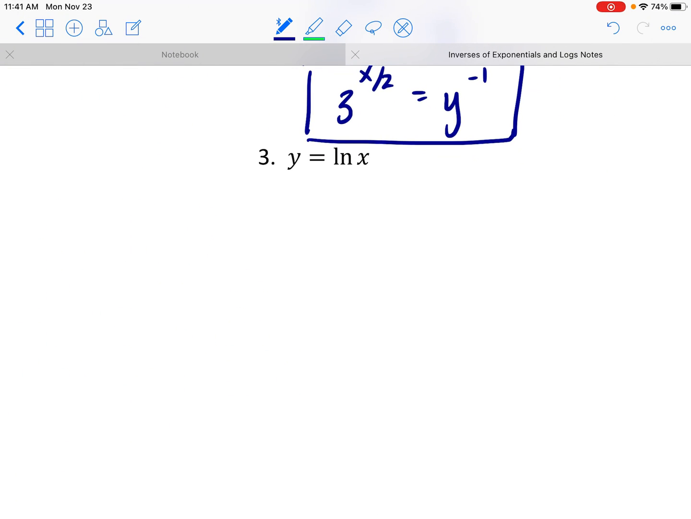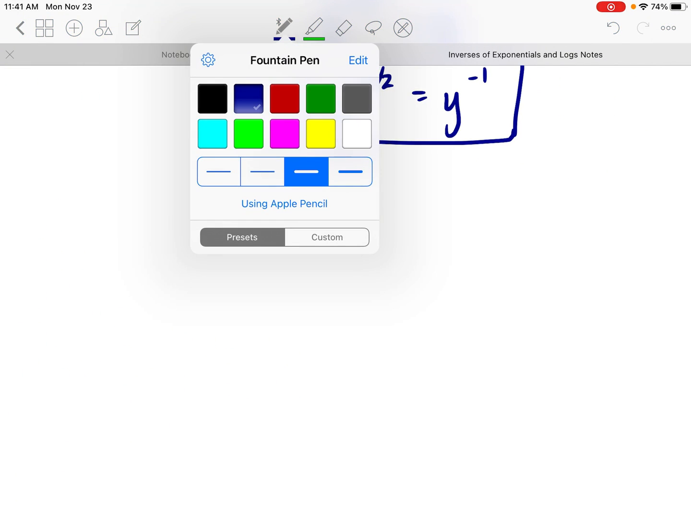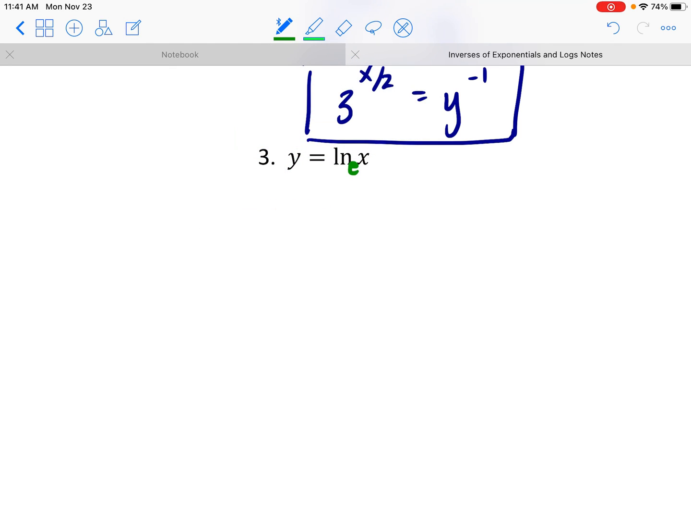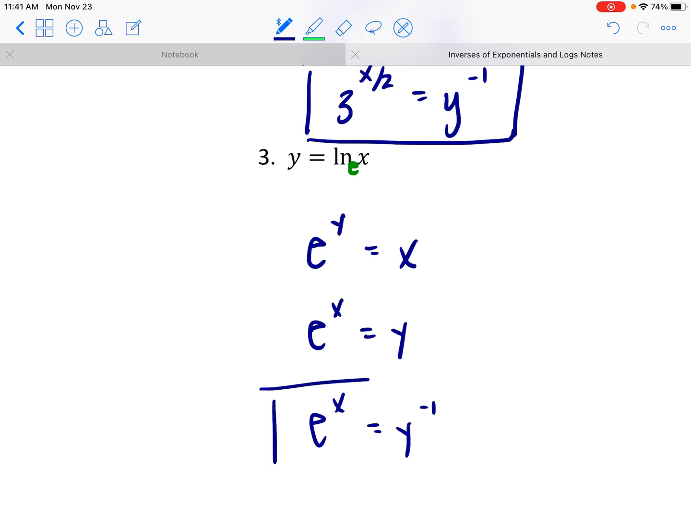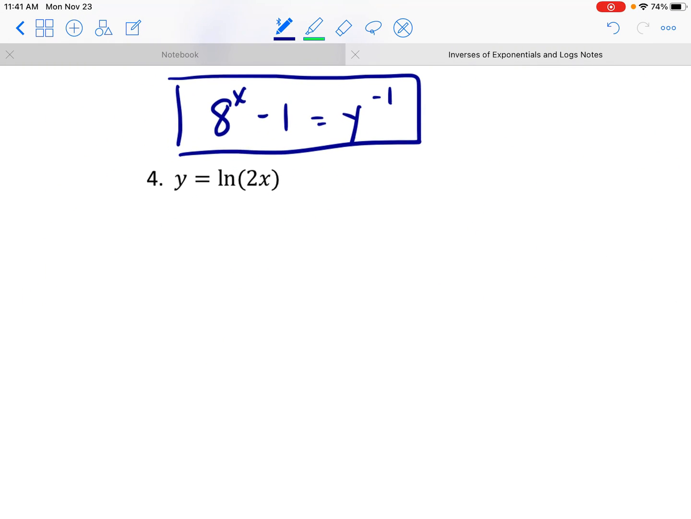All right, natural log we know is base e. So even though we don't see it, we know there's a base e here. So if we go to rewrite this, this would be e to the y power equals x. Okay, x is solved for, so all we have to do is switch these. e to the x power equals y is our inverse. So e to the x equals y inverse. And this is the same problem we had on the front. Okay, our natural log of x and e to the x are going to be inverse functions.